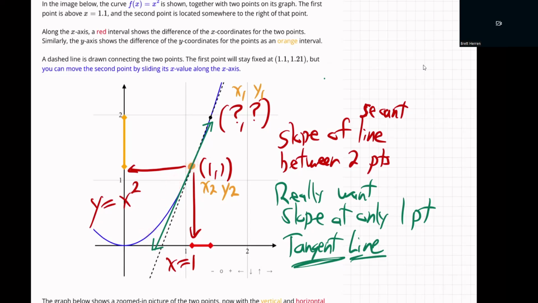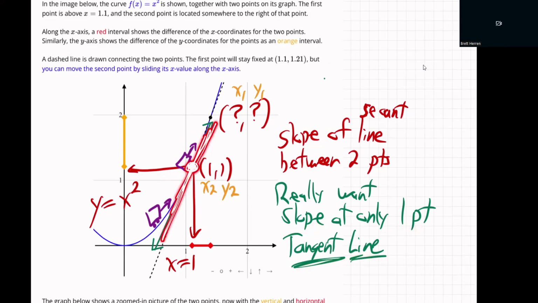What if you're riding a roller coaster? Let's put a little roller coaster on here. What if you're an engineer designing a roller coaster? And as you go here, it gets steeper and steeper. You want to know the steepness of the roller coaster right at this 1 point. That steepness is a slope, and it's a slope at only 1 point, not two. That's called the tangent line, the line that hits just that 1 point. That tells you the steepness of the curve right at that point.